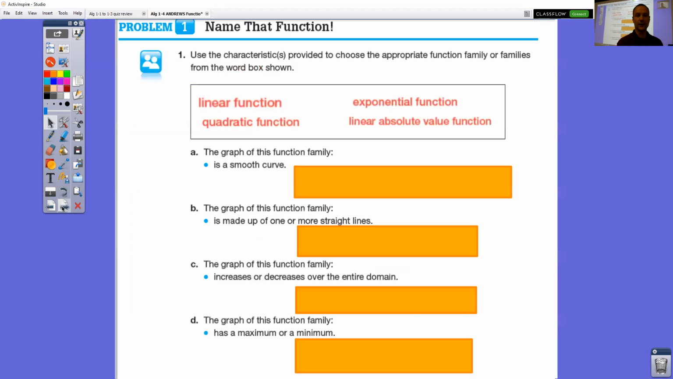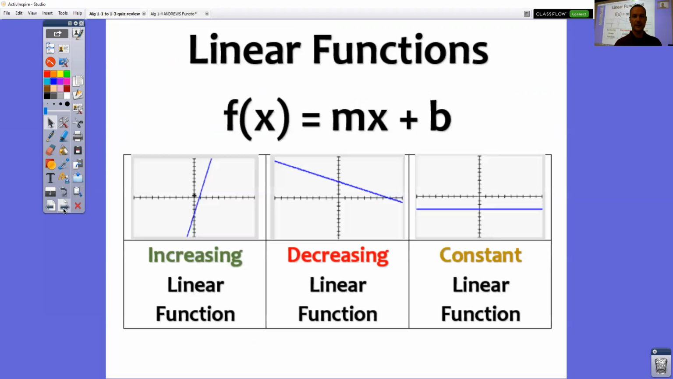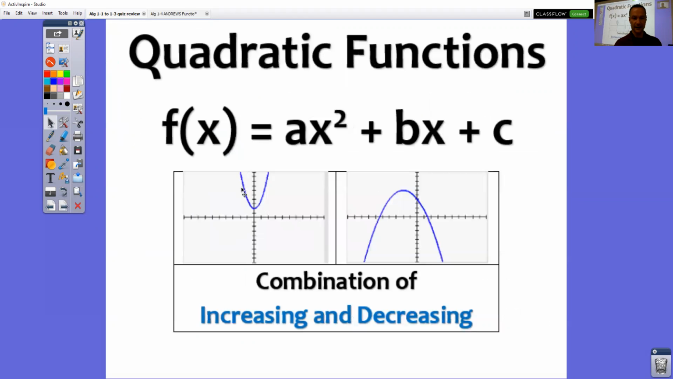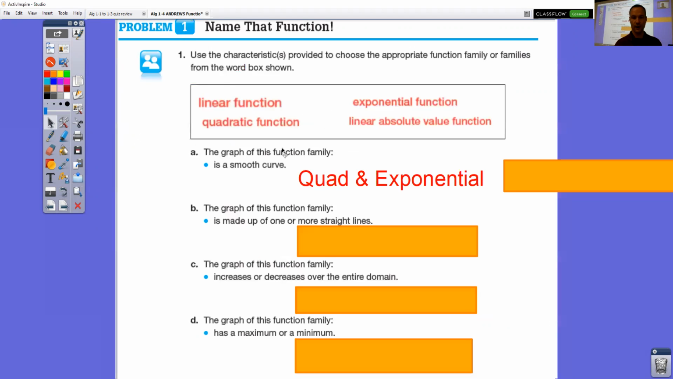So when we go to look at these, first we're going to characterize the different function families. So letter A says the graph of this function family is a smooth curve. So we're just looking for a curve to the graph, all right? The ones that would be a curve to the graph are the quadratic function family and the exponential. Let's take a look at those. The quadratic, again, we have a curve, and the exponential, we have a curve. So that's why those two work.